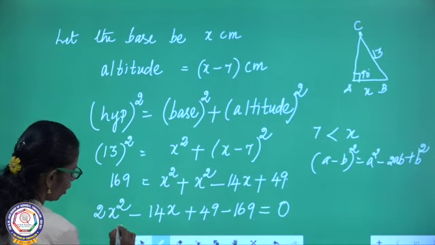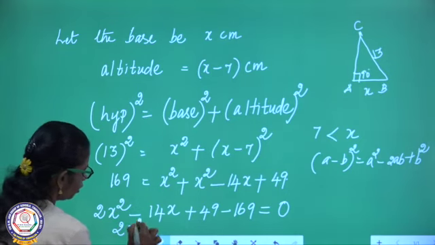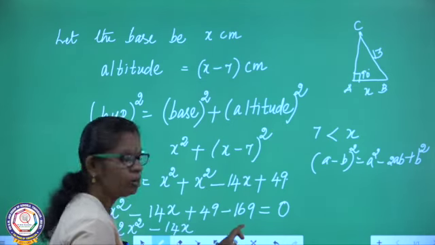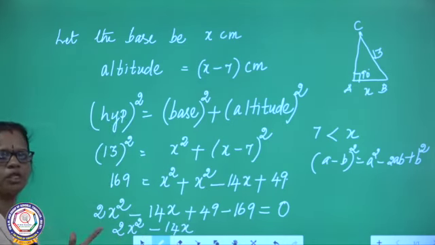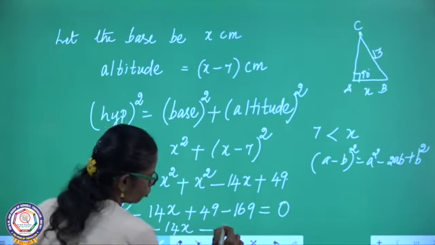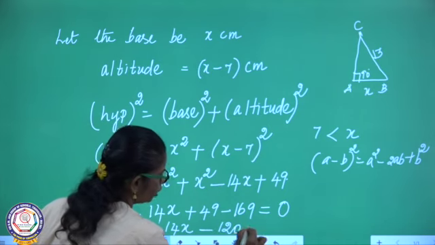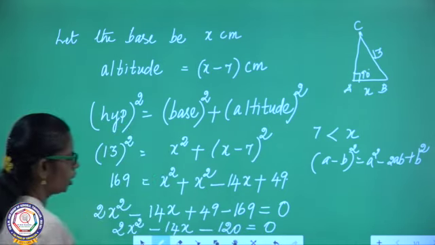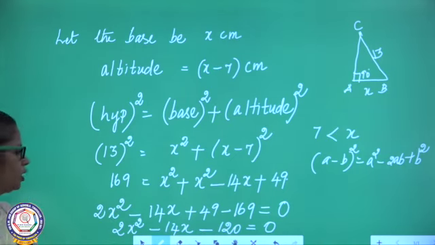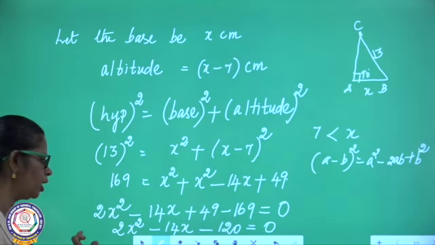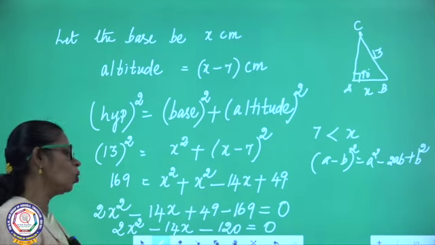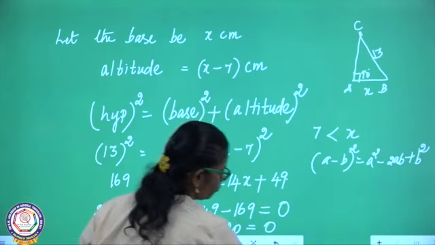Now I am going to simplify. 2x square minus 14x plus 49 minus 169. Do the subtraction and put the greater number symbol. So 49 minus 169, when you subtract, what you will get? Minus 120, equal to 0, right? 2x square minus 14x minus 120. This is your equation. The statement gives the equation as 2x square minus 14x minus 120 equal to 0.